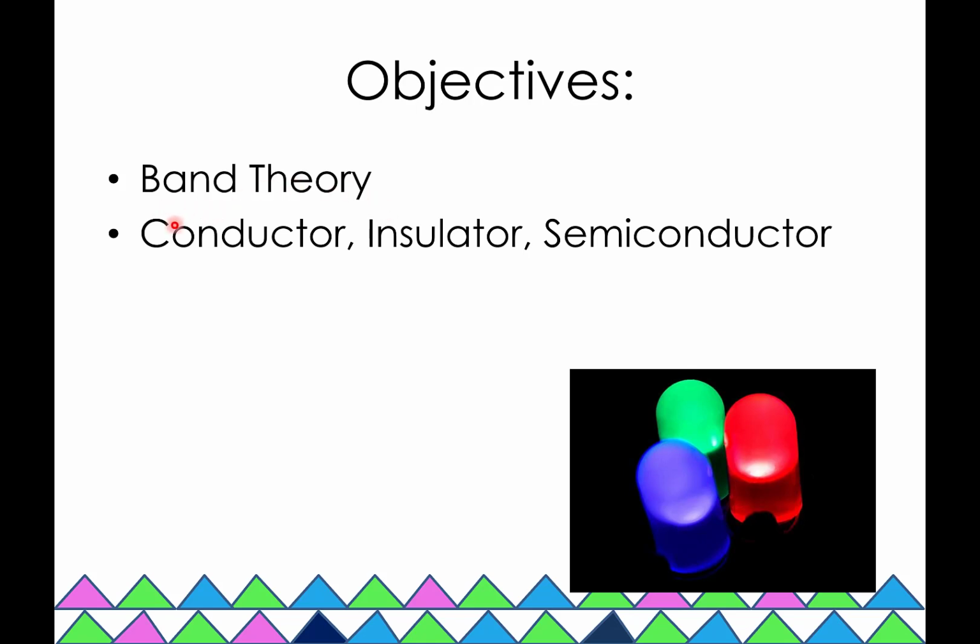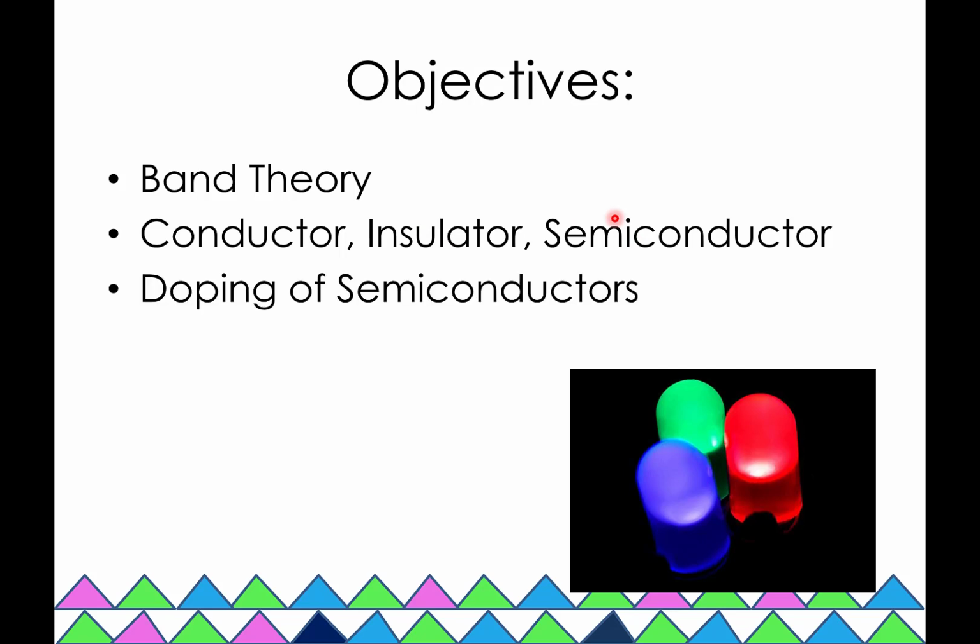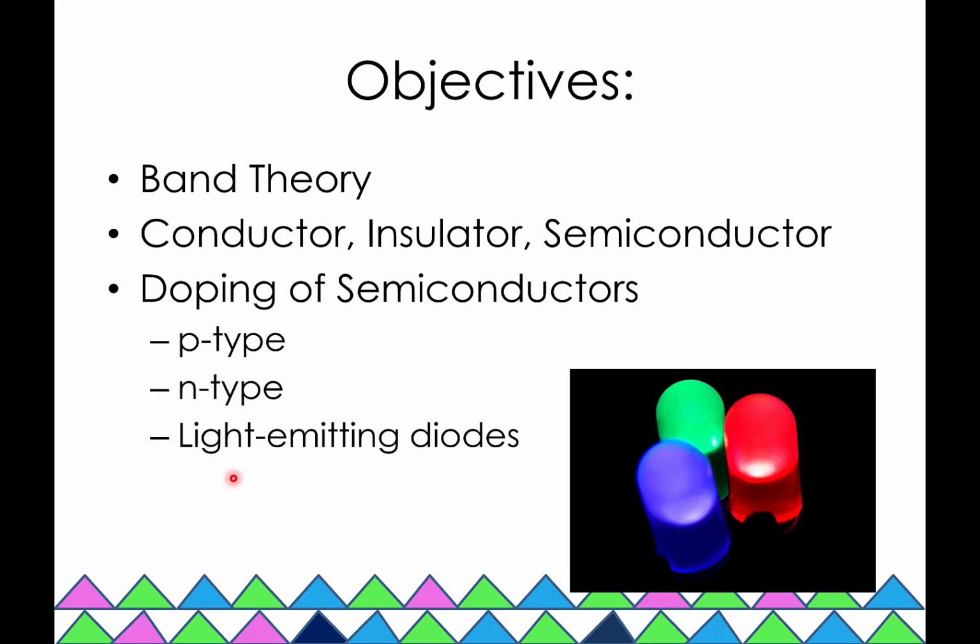So we'll talk about band theory for conductors, insulators, and semiconductors and how those three different types of materials vary. We'll discuss doping of semiconductors to increase the conductivity, and we'll talk about both p-type and n-type doping, and also applications of p-type and n-type doping. We'll talk about light-emitting diodes, such as these over here, as well as solar cells.